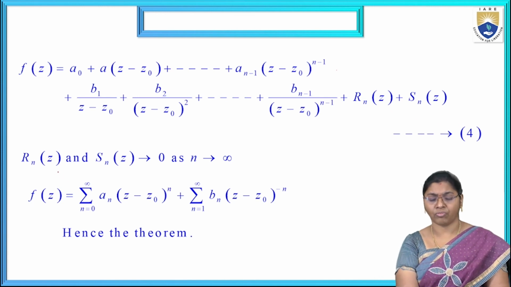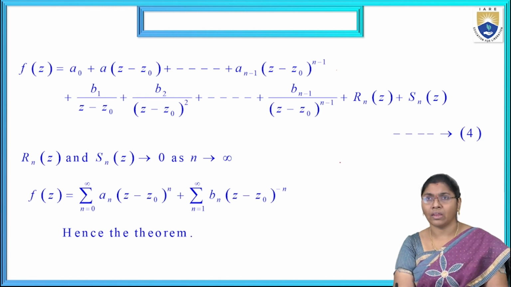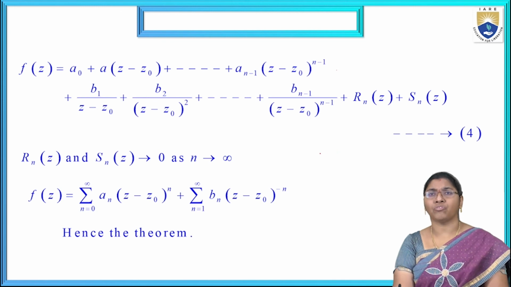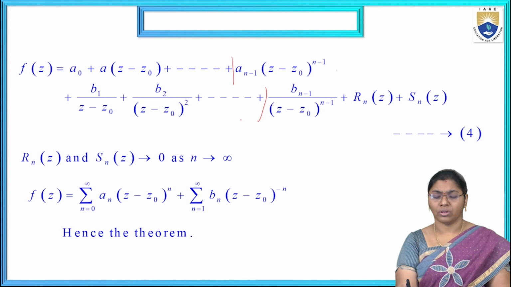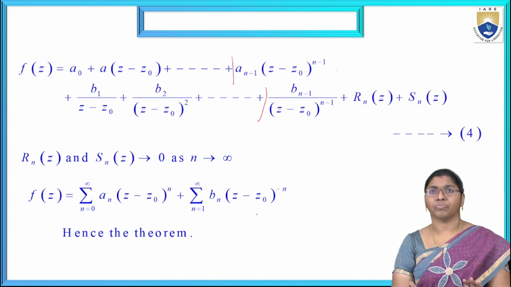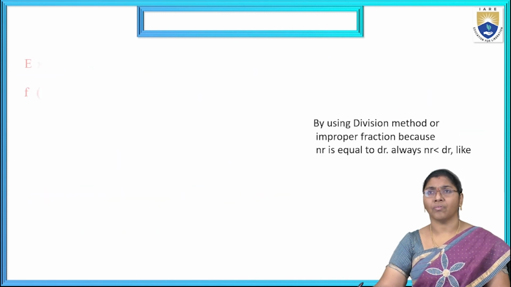Now R n of z and S n of z tend to 0 as n tends to infinity. When the denominator part is infinity, the numerator is converted into 0. That's why I am applying that one. The remaining parts are only up to here. Hence, Laurent's theorem is verified.